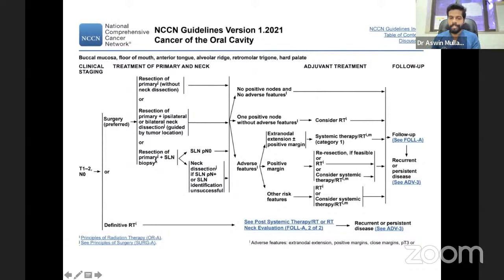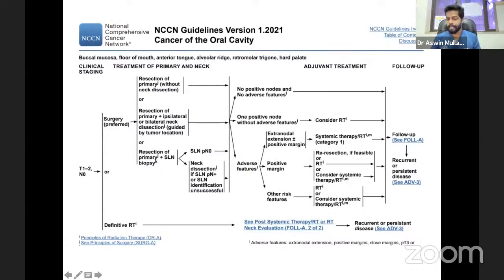Once this histopathology report comes, what you have to see is what are the adverse features. Adverse features, again, will be tumor factors, nodal factors, primary tumor factors. So if there are no positive nodes, no adverse factors, you can follow up the patient in early oral cancers, that means T1, T2, and N0. In case of one positive node, other adverse features are, as I told, depth of invasion. If depth of invasion is more than 10 millimeter, adjuvant radiation is indicated. Then other adverse features are perineural invasion, extranodal spread of the disease, positive margins, close margins.